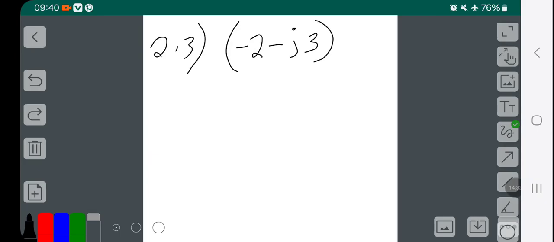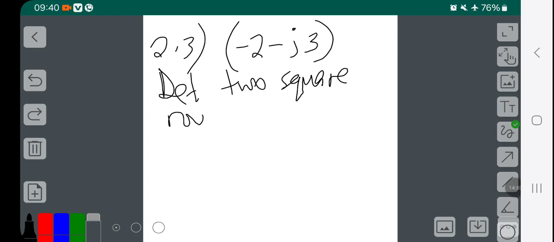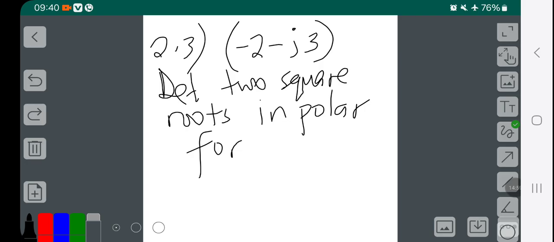So let's say this is your question. You are going to focus on this one. We need to determine our square root of the complex number, and our answer must be in polar form. That is very important here. So here is our example, guys.